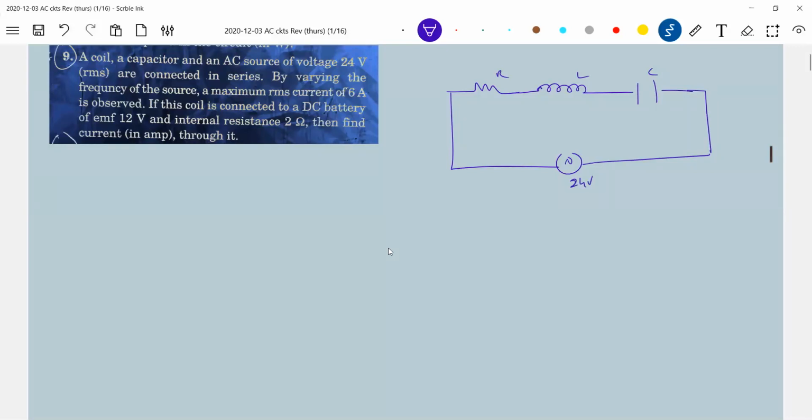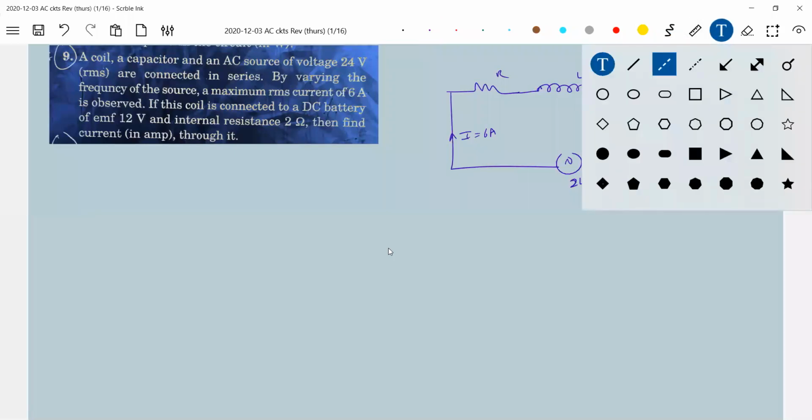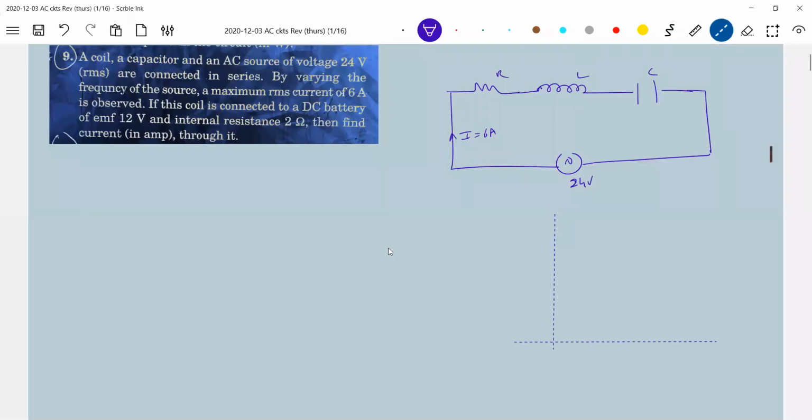By varying the frequency of the source, a maximum RMS current. So when will the current be maximum RMS current here? Let me write 6 ampere. So when will this current be maximum? If you go back to the expression for current, the curve will be such that at resonance frequency, it will be maximum.